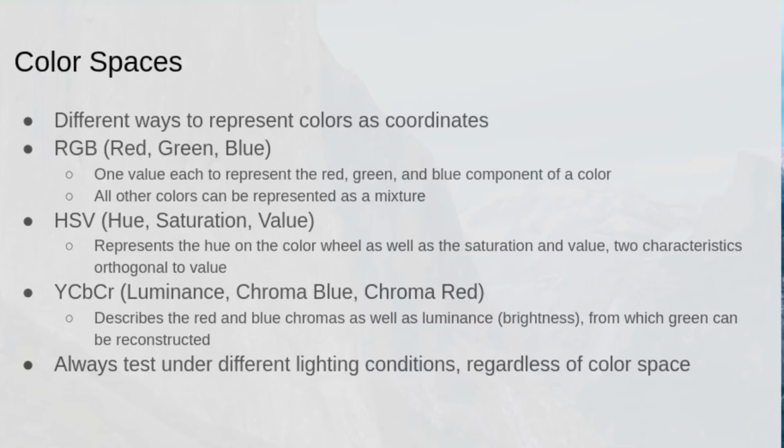To find orange rings on the field, this year we used YCbCr and focused on the chroma channels, with a high chroma red and a low chroma blue. Converting images between color spaces can allow you to tune better thresholds. No matter what color space you are in, it is extremely important to test your code under many different lighting conditions, because you never know what a tournament will be like.